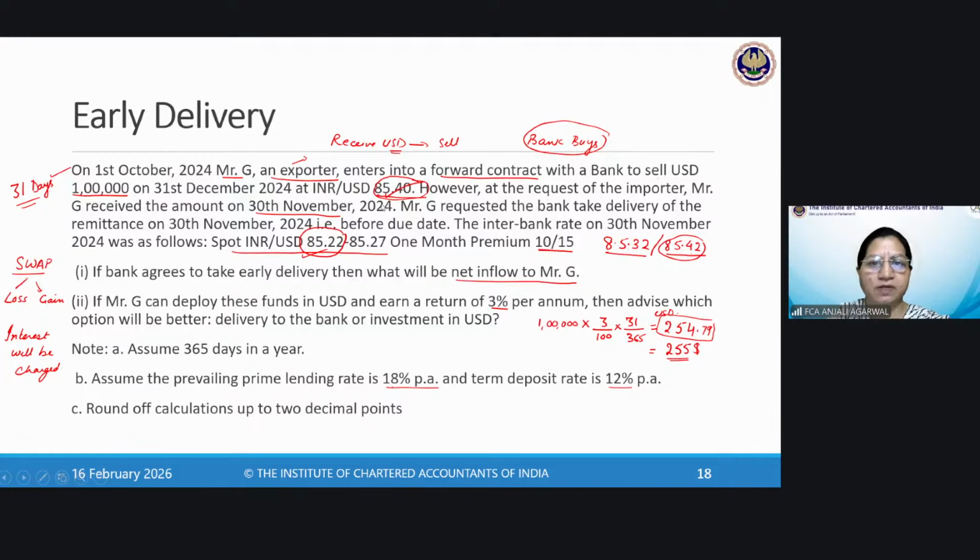And interest, because the bank is going to sell at 85.22 but pay you 85.40. So 18 paisa on 100,000, 18,000. Interest will be calculated at 18%.